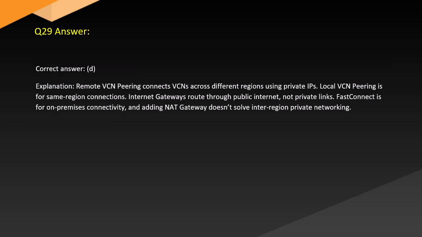Answer. Correct answer: D. Explanation. Remote VCN peering connects VCNs across different regions using private IPs. Local VCN peering is for same-region connections. Internet gateways route through the public internet, not private links. FastConnect is for on-premises connectivity, and adding a NAT gateway doesn't solve inter-region private networking.